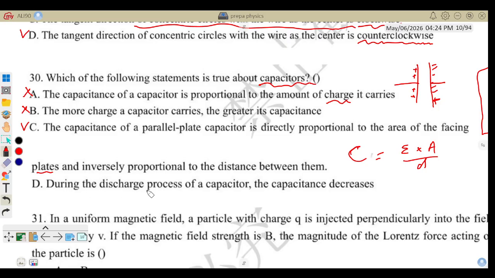During the discharge process of a capacitor, the capacitance decreases. The capacitance neither increases nor decreases as a function of the charge or the discharge of this capacitor. Okay, so the D is not the answer here.